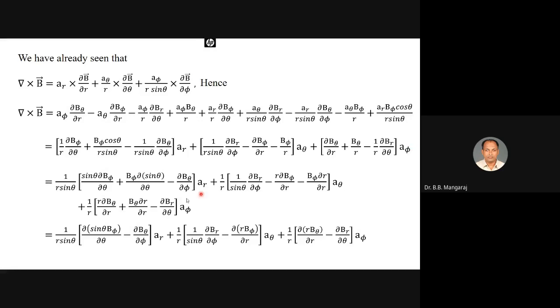Now after that we again take a common 1 by r sin theta, then we get this here for AR. For A theta we take 1 by r common, so we get this. And for A phi also we take a 1 by r common, we get this. Now what happens? See, these two are the partial derivative of sin theta b phi, and these two are partial derivative of r b phi, and these two are partial derivative of r b theta. So we write like this. So this is the final expression for del cross b, that is the curl of b vector.